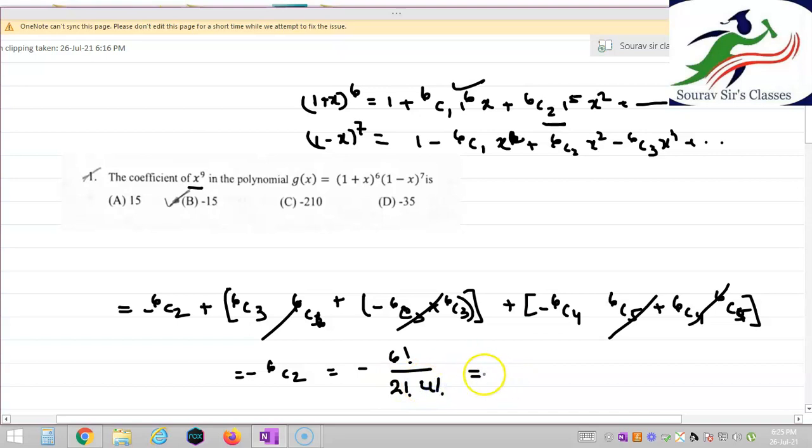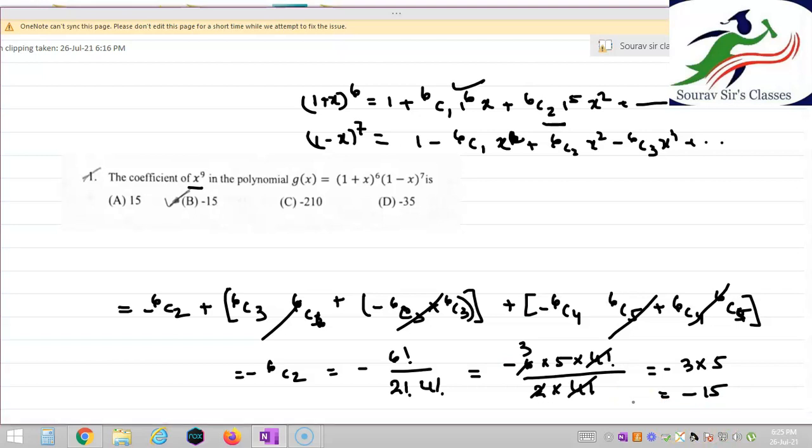So I can write it as minus 6 into 5 into 4 factorial by 2 into 4 factorial, right? So I can cancel this 4 factorial with 4 factorial. I am cancelling this 2 with 6, and I will get 3. So that will be minus 3 into 5, which means minus 15. So the coefficient of x to the power 9 in this polynomial expression is minus 15.